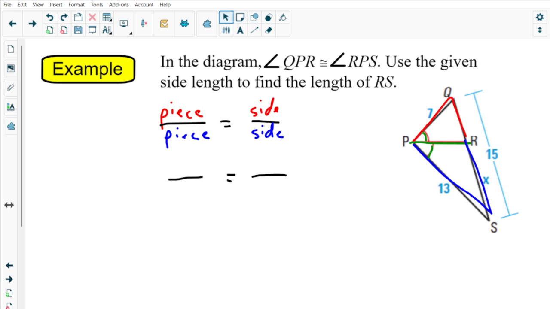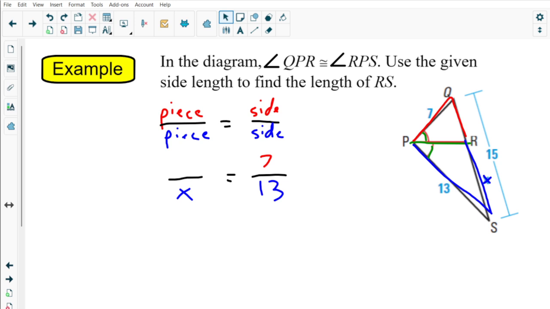I'm going to come back to the red piece and say our blue piece is x. So x is going to go on the bottom. And then we have our red side over our blue side. So our red side here is 7, and then our blue side is 13. Again, that's the different sections that you're dividing everything into.